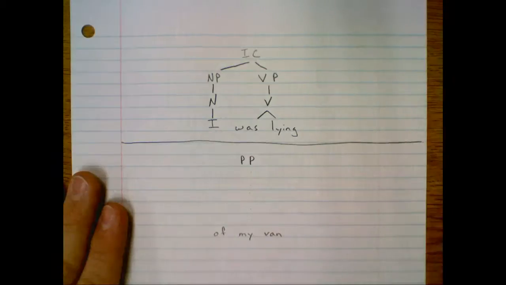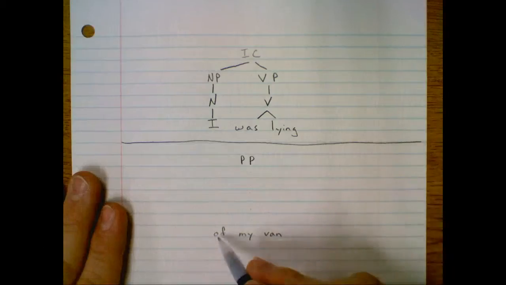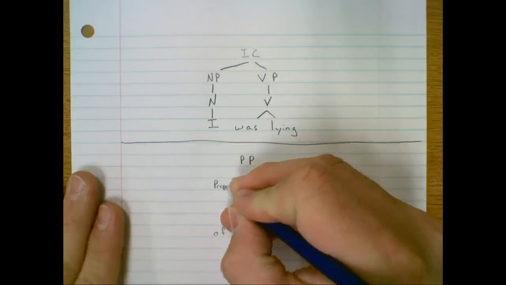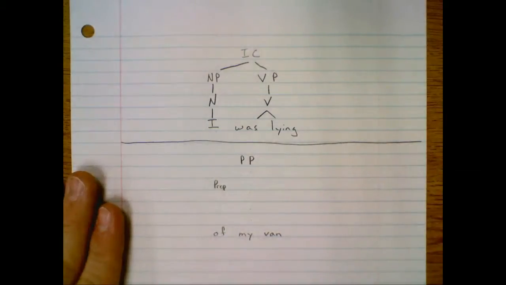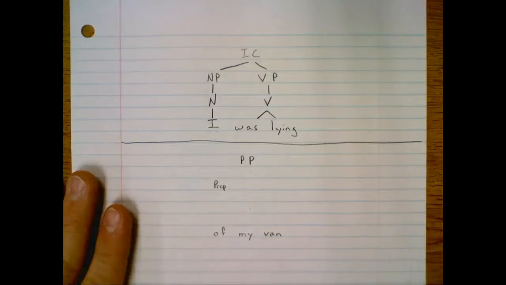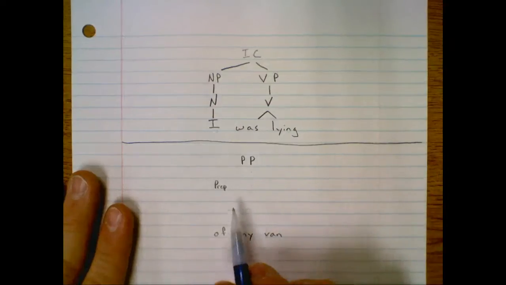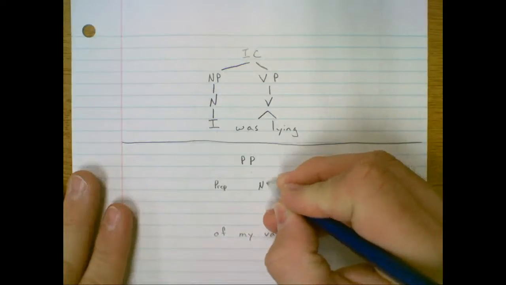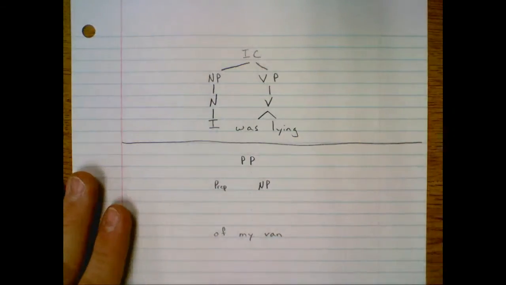Okay? So first of all, let's find our preposition. Our preposition is just of. So directly above of, just going to write P-R-E-P. Can't really write P because I could confuse that with phrase or pronoun or something. So I'm going to go ahead and write P-R-E-P. All right. And our noun phrase, the object of our preposition, is my van. So I'm just going to split the middle and write N-P above my van.